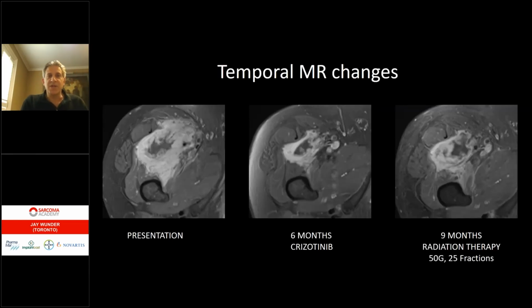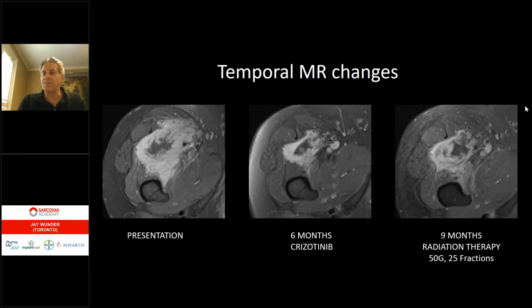So here we are at presentation, and here we are 6 months later, and you can see there's been a dramatic shrinkage of this tumor. It's much smaller, it's much better defined, although it's still up to and adjacent to the vessels. We still can't see the femoral nerve. It's still involving much of the musculature, although a little bit less so.